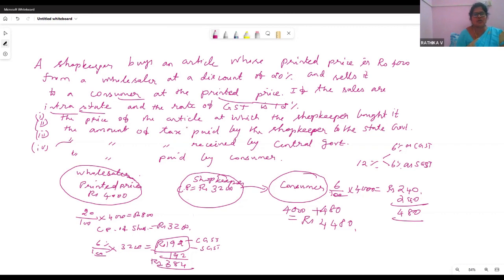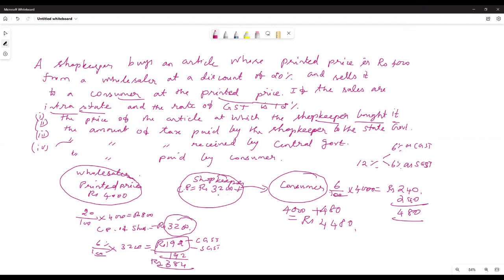First one, the price of the article at which the shopkeeper bought it. What is the price of the article at which the shopkeeper bought? 3,200. If the question says including tax, what will be the answer? The cost price is 3,200, plus this amount, you will be adding this 384. So what is the amount? 3,584. So the question will be differing.